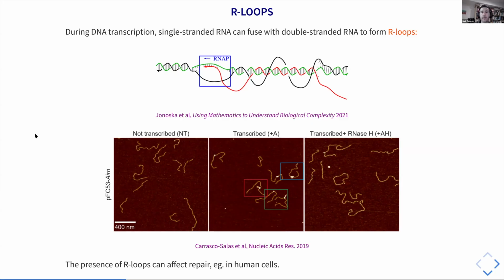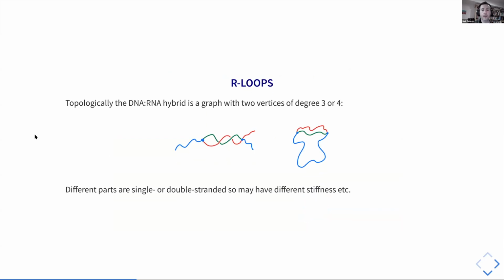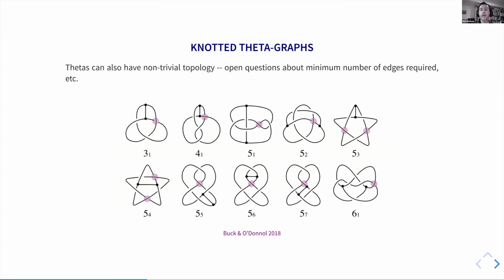And then the other thing is, sorry, that's just R loops again, we can take one of these thetas and then we can put knots in it as well. And so you've got this idea of a prime knotted theta graph. Here's just a few pictures. Again, just like we can have a table of prime knots, we can have a table of prime knotted theta graphs.